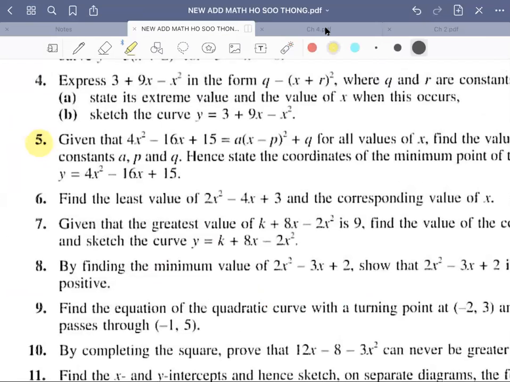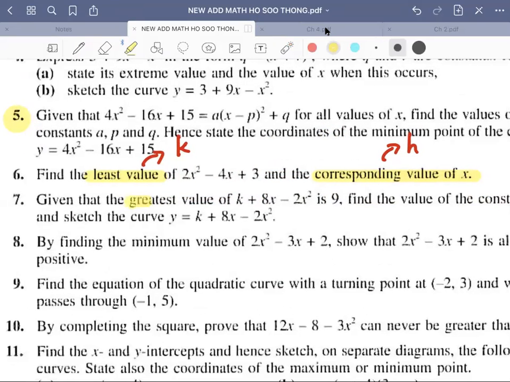Class, when the question is find the least value, okay, the least value. Okay, the question here is, when you say least value, you need to find k. All right, and then here the corresponding value of x is the h. All right, so that's what it means there. Okay, so you basically need to change this to completed the square form. Okay, complete the square.